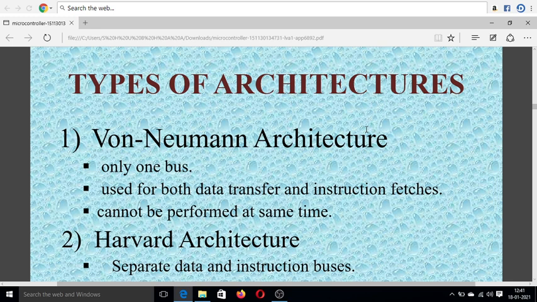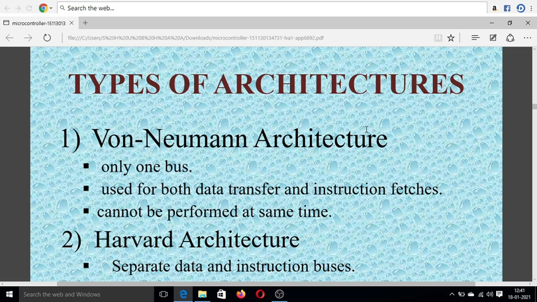But here, both operations cannot be done at the same time. They are done one after another, based on the program and on the interrupt signals allowed by the 8051. The same bus can serve either as a data bus or as an address bus. The address bus identifies one particular memory location, so that it can read instructions from it or write instructions into it.